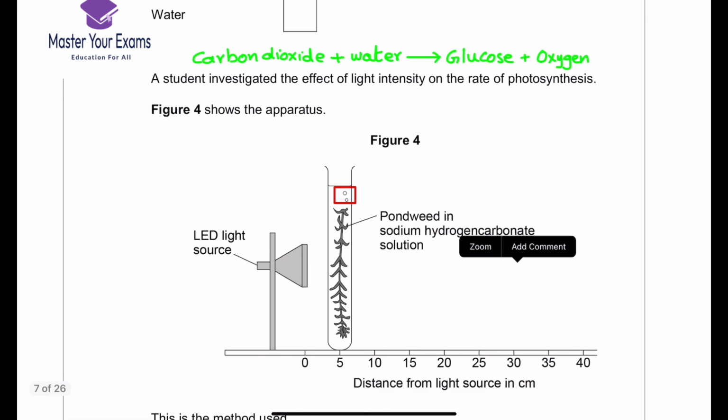Now this is an investigation. A student investigated the effect of light intensity. So this is the key information, the light intensity on the rate of photosynthesis. Figure number 4 shows the apparatus, LED light source, and the distance from the light source in centimeter. If we see in our apparatus, the pondweed plant is used in sodium hydrogen carbonate solution there. And I can see the bubbles form as a result of photosynthesis.